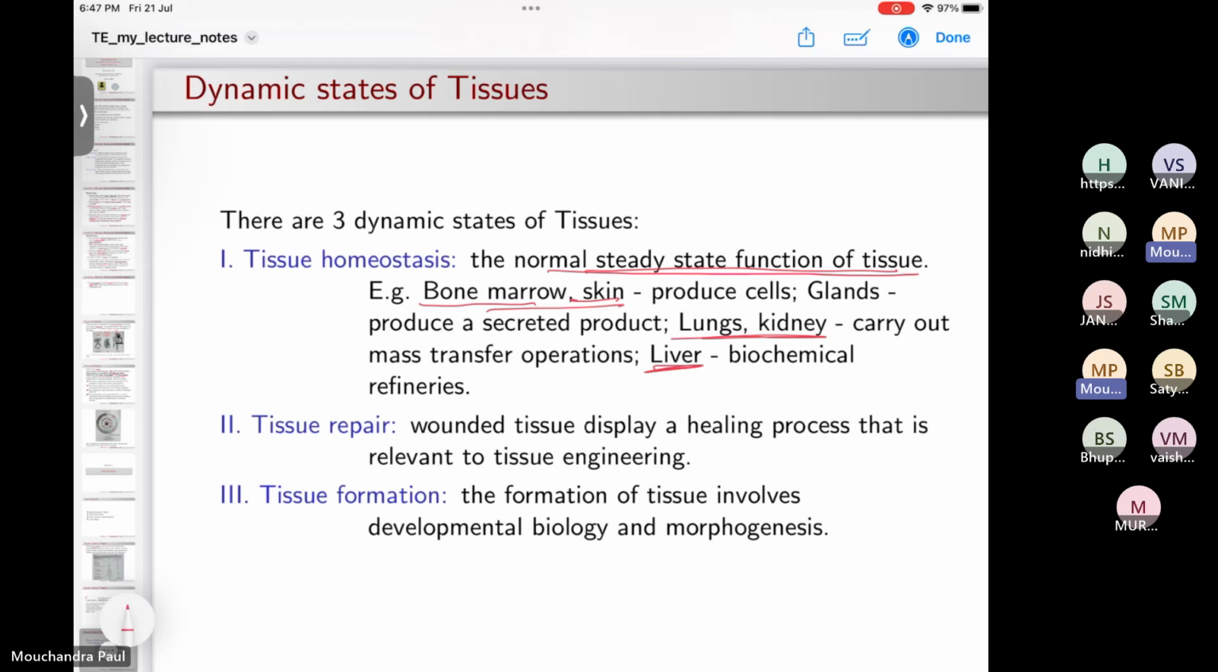And the last dynamic state is the formation, that is morphogenesis, tissue morphogenesis. The knowledge of this area comes from the broad subject of developmental biology, and it is again important for us to understand, because if we don't, then we won't be able to completely mimic the in vivo tissue microenvironment. All right, we will look into this as well in detail.